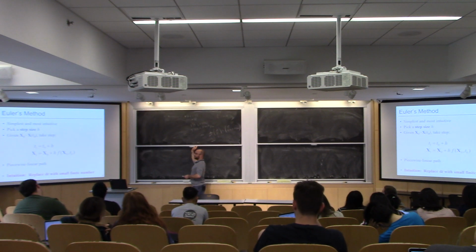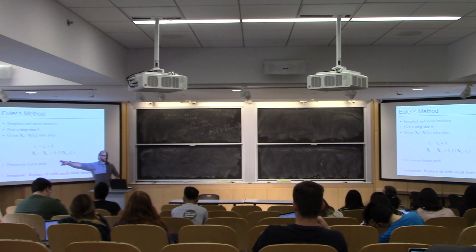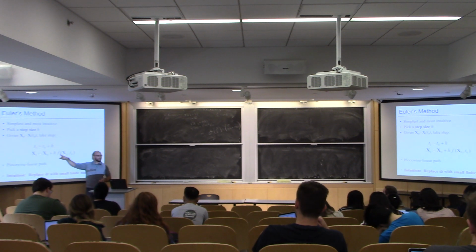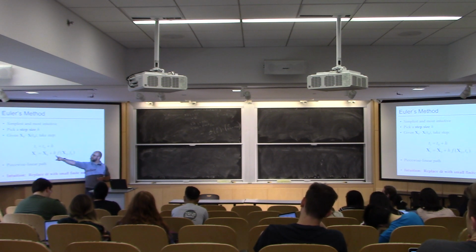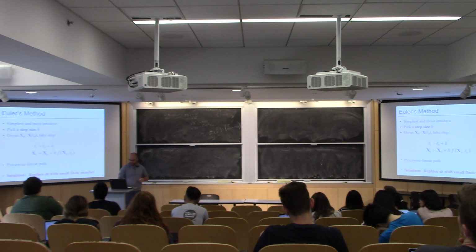Okay. And in some sense, what you're doing is you're taking a little straight line for your time between t naught and t naught plus h, right? Where this is the direction of the line and this is the sort of extent, right? So I'm taking little straight lines. So let's see what that looks like.